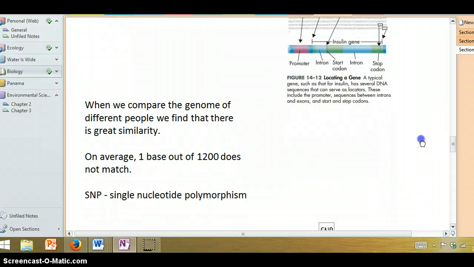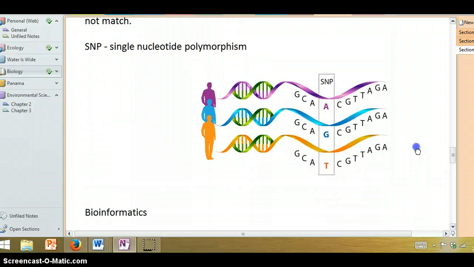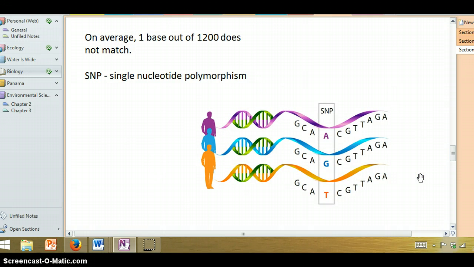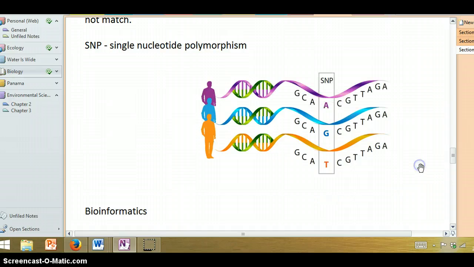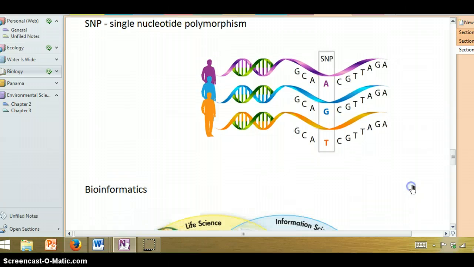But as you can see, on average, about 1 out of every 1,200 bases does not match. When you get these single bases that tend to vary between people, these are what are called SNPs, or single nucleotide polymorphisms, and these are found throughout the genome. So in these three people at this particular portion of their genome, it's very similar, but there just happens to be this one base that has changed. These would be due to mutations that have occurred over time and been passed down and cause the variation between people.